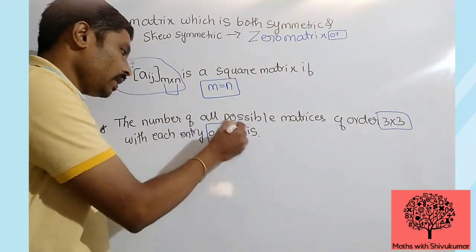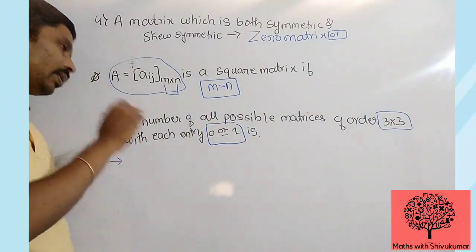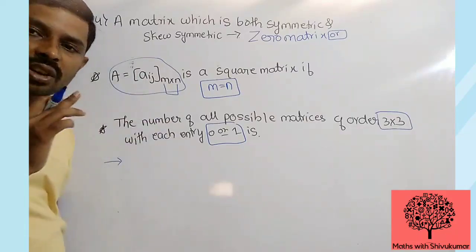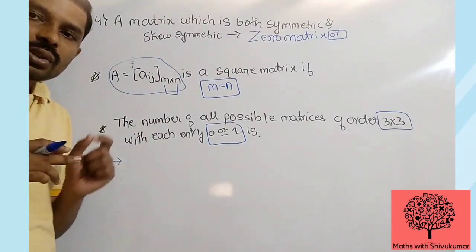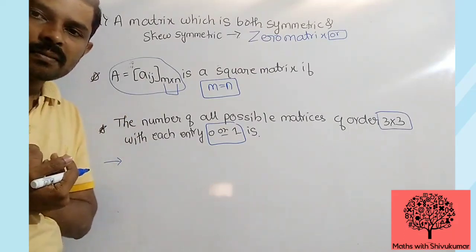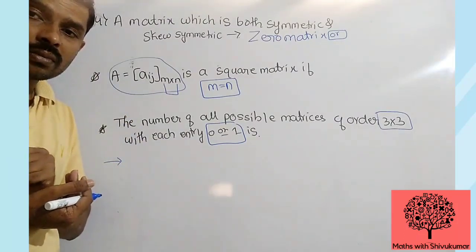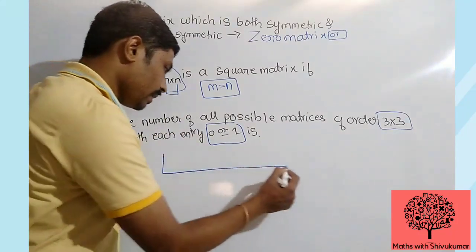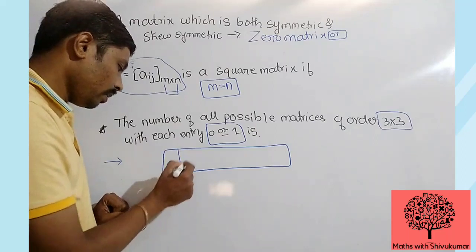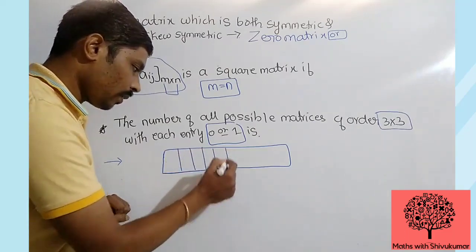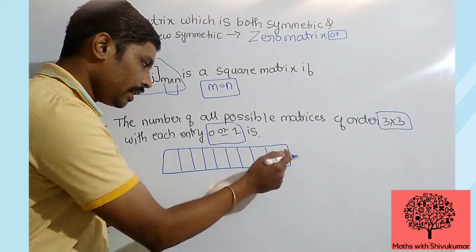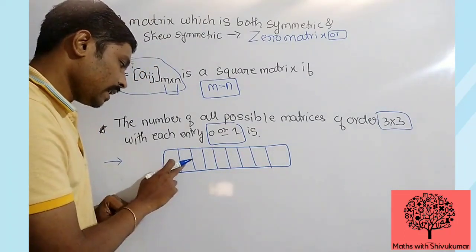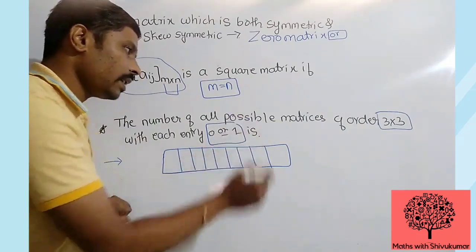The number of all possible matrices of order 3 cross 3 with each entry 0 or 1. Very interesting, very important question. Look here. The number of all possible matrices of order 3 cross 3. Students, order 3 cross 3 means how many elements will come? Yes, very good. If you multiply 3 into 3, total 9 elements will come. So I will consider that as 9 elements: 1, 2, 3, 4, 5, 6, 7, 8 and 9. So this is first place, second place, so on up to 9. Nine elements are there in the matrix.